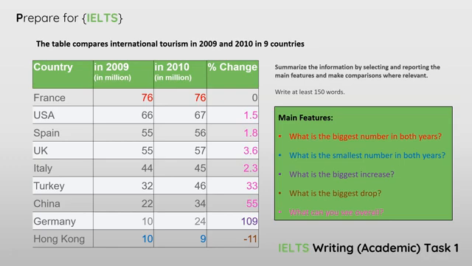And finally, think about what you can see overall. Well, there are many things, but I've picked out this, that overall most of the countries experienced an increase. One country stayed the same and one country dropped. So you can see most countries saw an upward trend. They experienced an increase. So let's take a look now at the model answer.